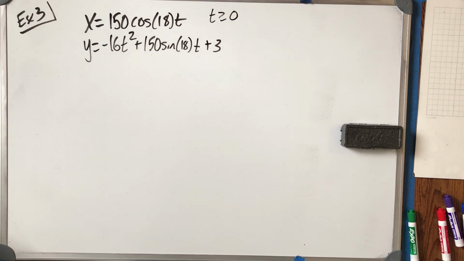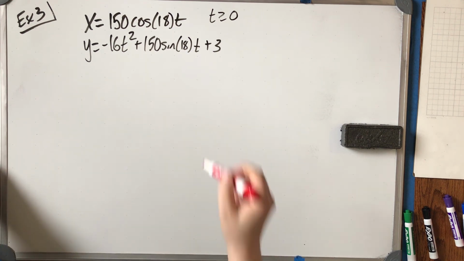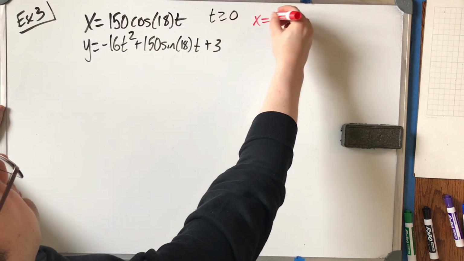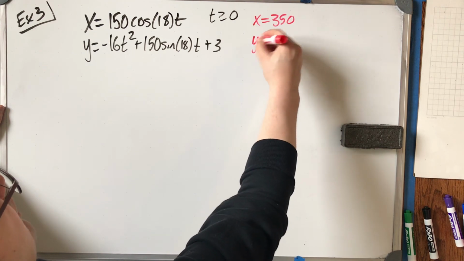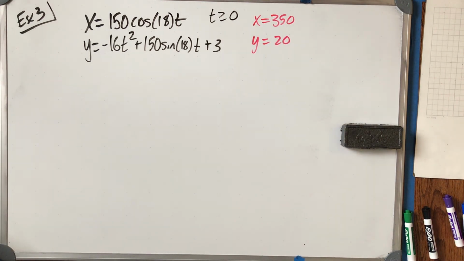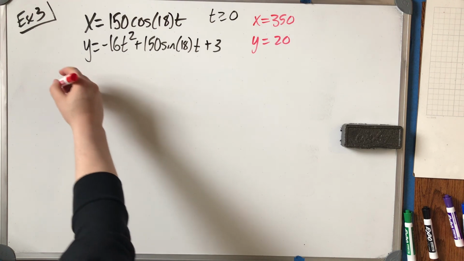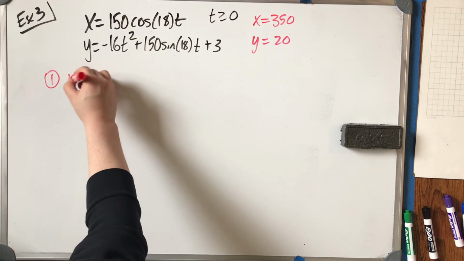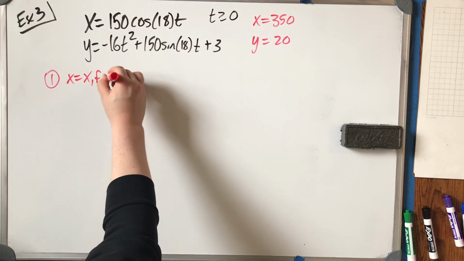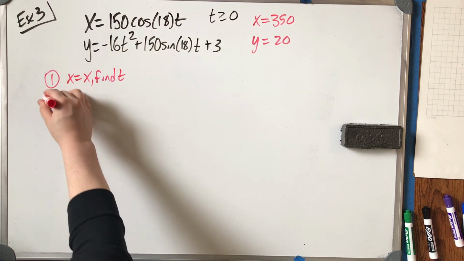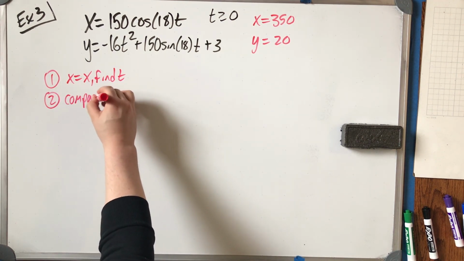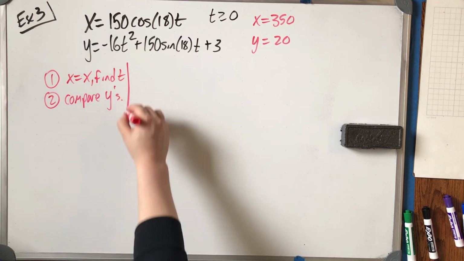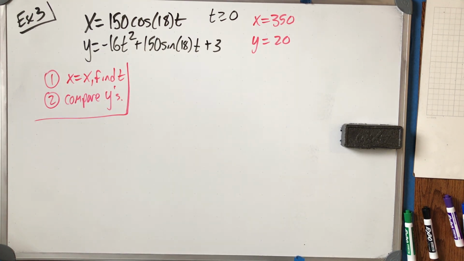So for part A of this, we're being asked, will this clear a wall that is 350 feet away and 20 feet tall? So essentially this is a collision question. We have another set of equations, x equals 350 with no t, and y equals 20 with no t. And we want to know basically, do we collide? So our first step when we're doing collision ones is always to set x equal to x to find the t value. And once we have that, then we compare the two y values. So that's the process I'm going to follow right now.